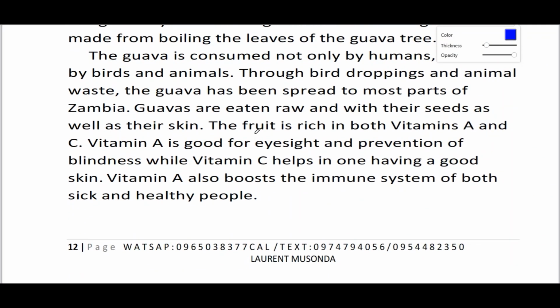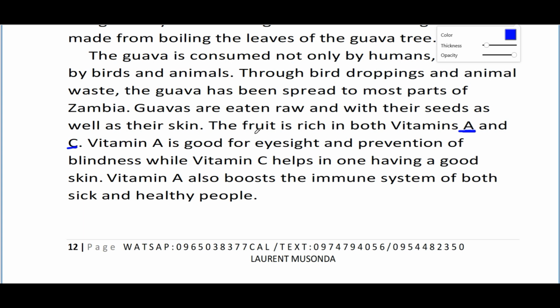From the third paragraph, the guava is consumed not only by human beings but by birds and animals. Through bird droppings and animal waste, the guava has been spread to most parts of Zambia. So this is about dispersal, the spreading of seeds over a wide area. Guavas are eaten raw and with their seeds as well as their skin. So we are told the methods of obtaining this fruit. The fruit is rich in both vitamin A and vitamin C. So we are getting there now.